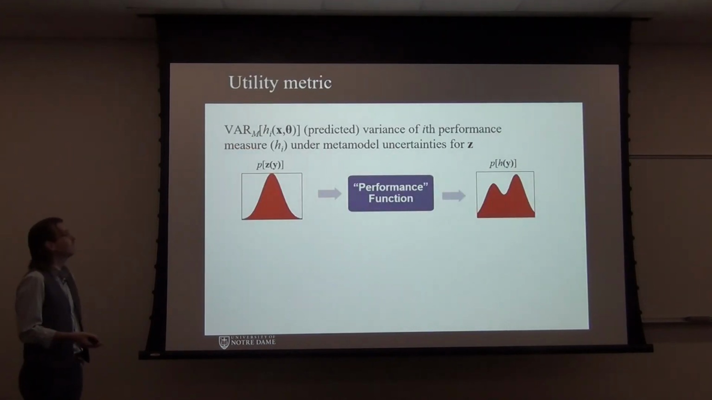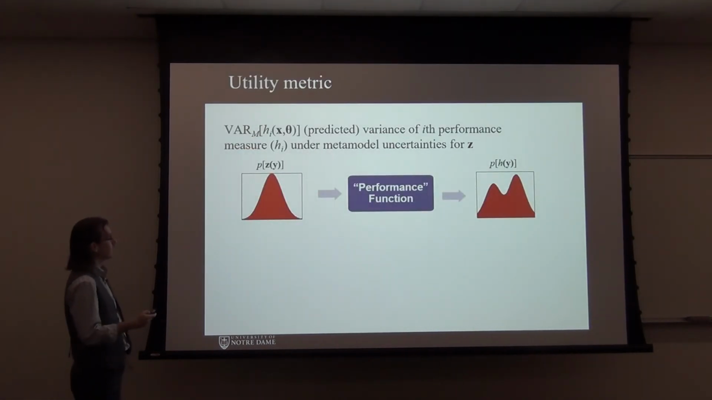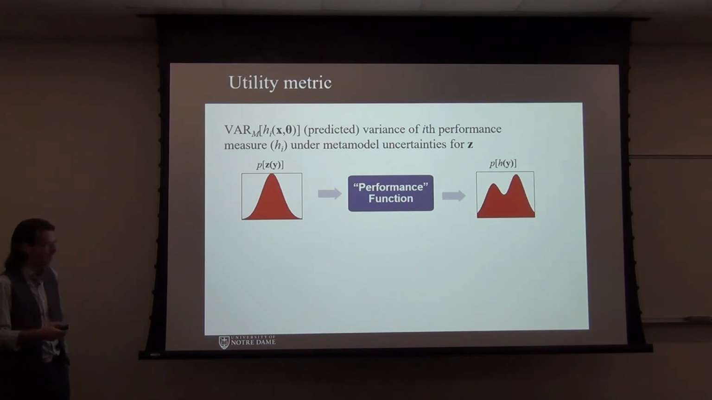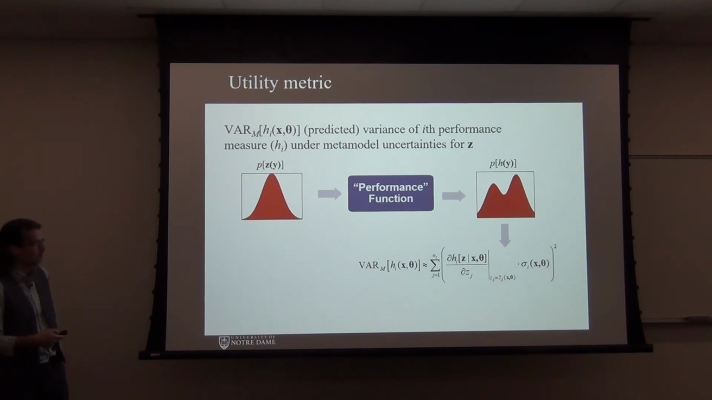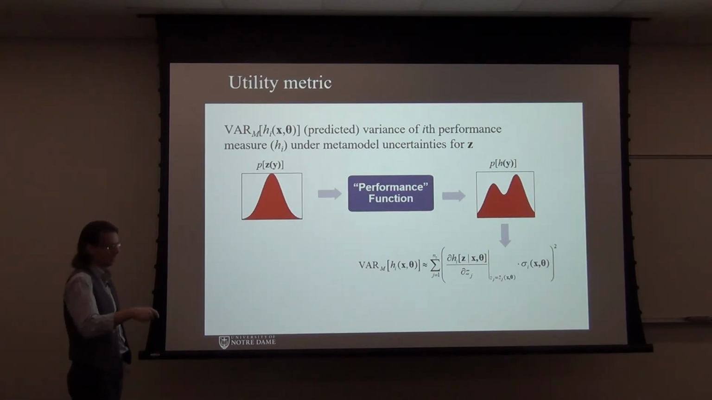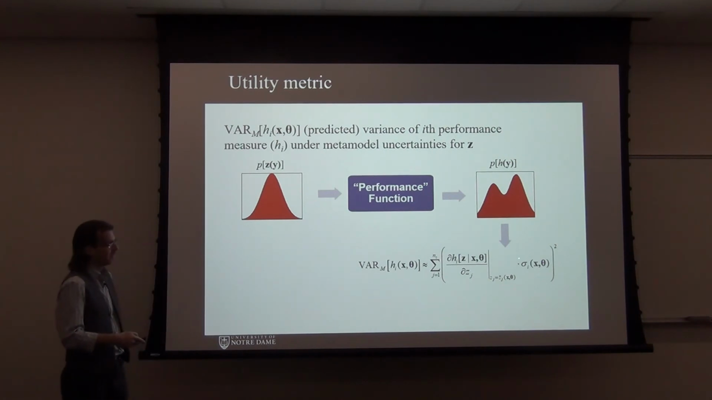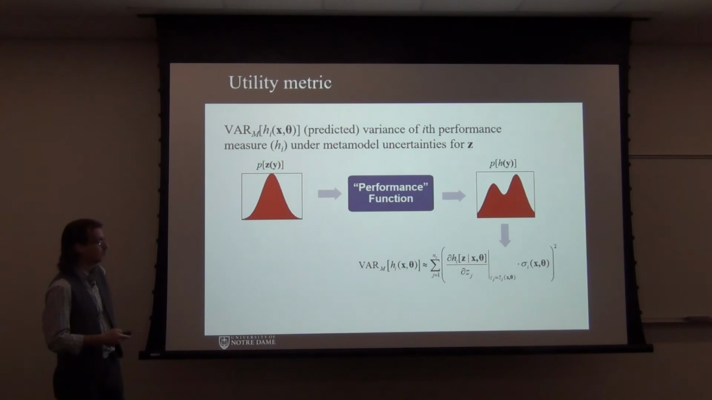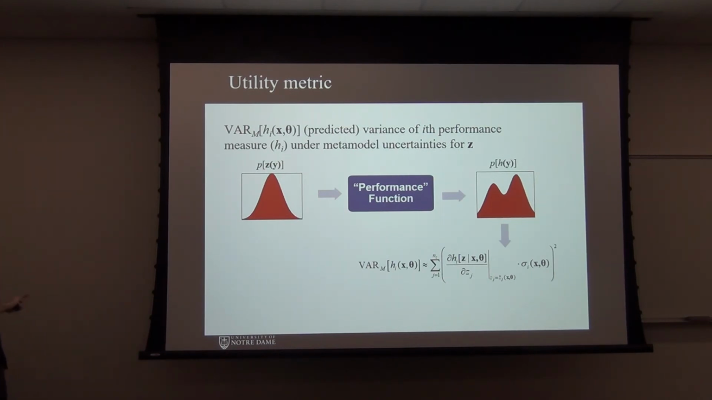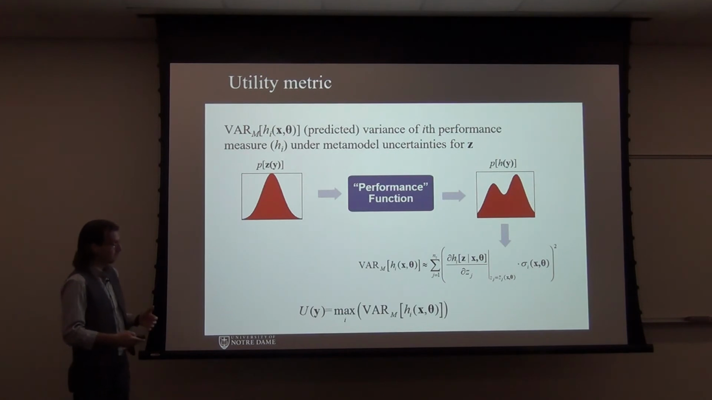In terms of utility metric, here we're going to use directly the variance of our performance measure. This is simply the first term of the Taylor series expansion, where we propagate the prediction error from the response to the performance. And with all these components, now we know what our DOE is, and we can implement it.